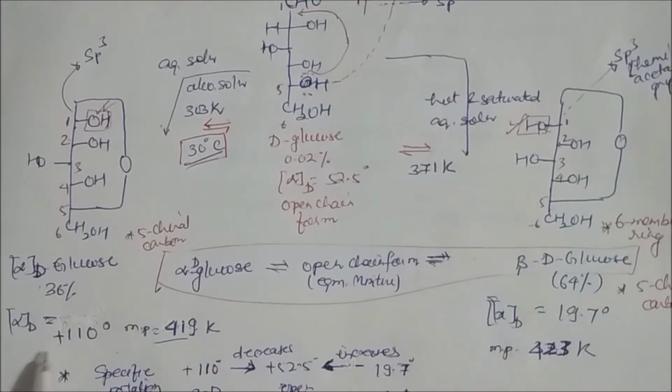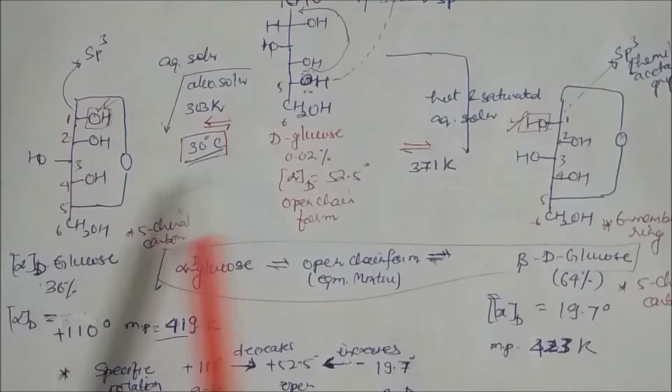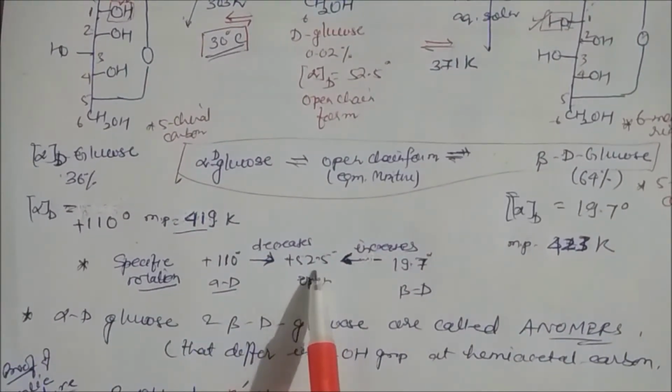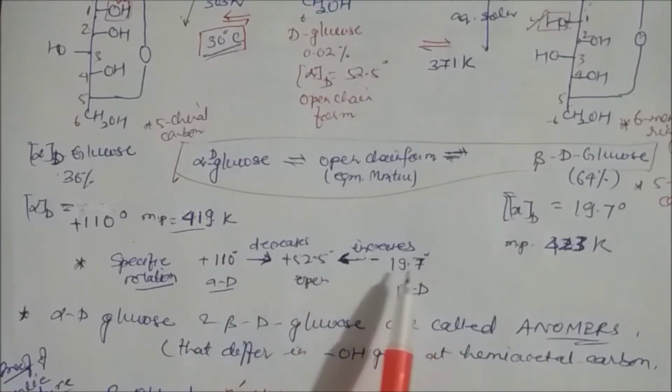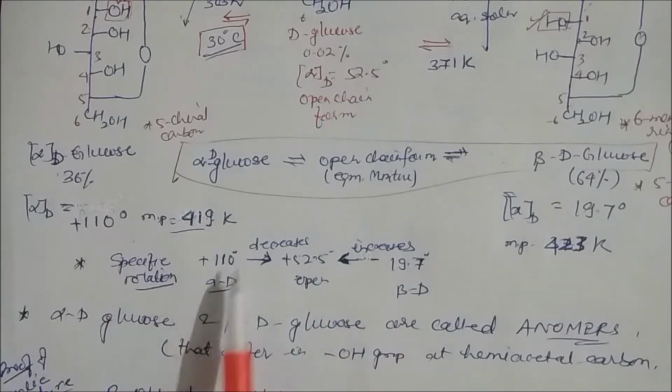These are 6-member rings, and each has 5 chiral carbons. Previously there were 4 chiral carbons, now there are 5. Even this carbon 1 is also counted as the fifth chiral carbon. The specific rotation of alpha-D-glucose is 110 degrees. This will decrease to 52.5 degrees as it becomes the open chain structure. For beta-D it is 19.7, and the specific rotation increases to 52.5 degrees. So from beta-D to the open chain structure the specific rotation increases, while for alpha-D it decreases to 52.5 at equilibrium conditions.